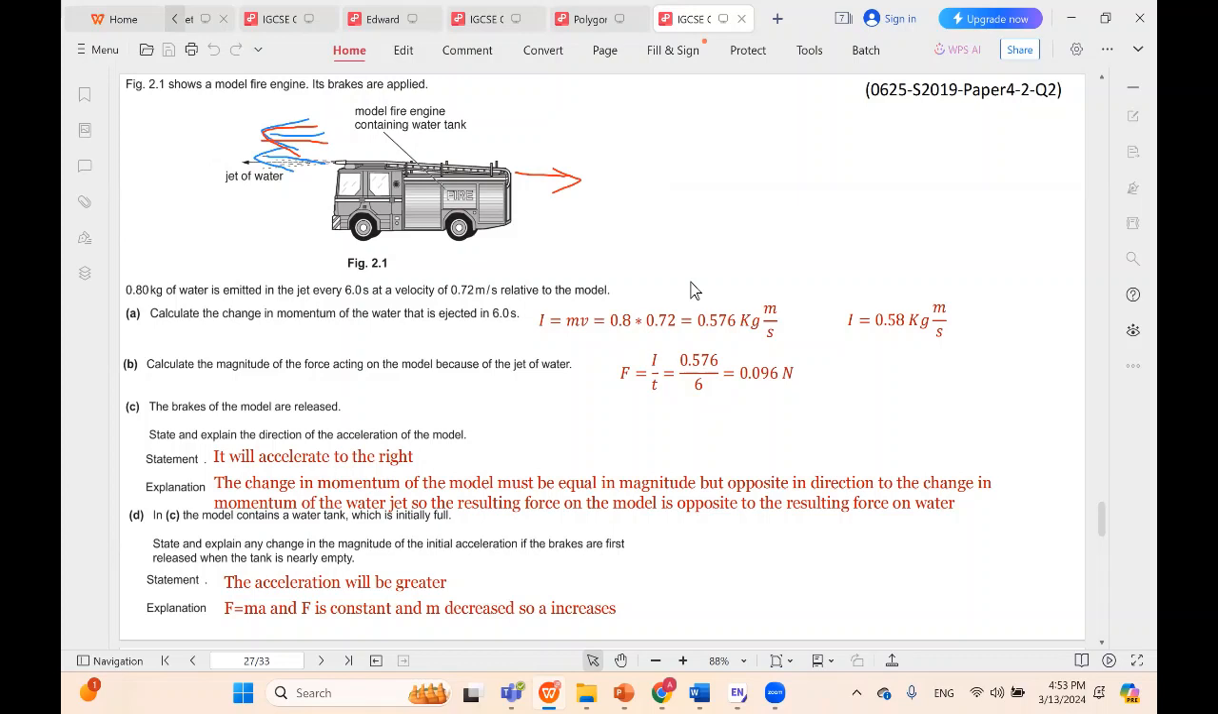So why will it accelerate to the right? It must have momentum equal in magnitude but opposite in direction to the water. So the resulting force must be to the right.